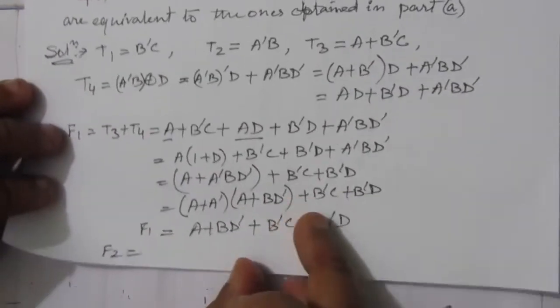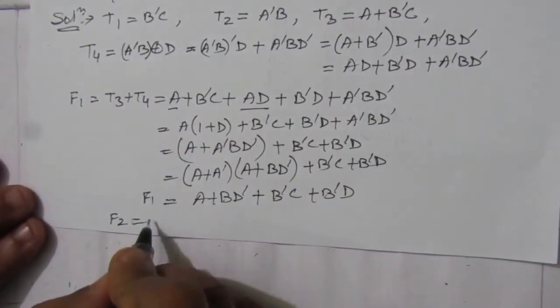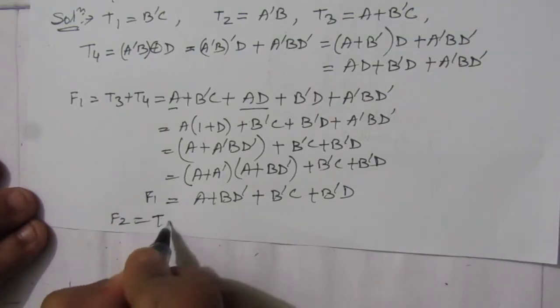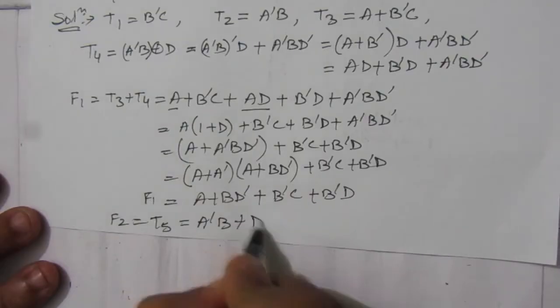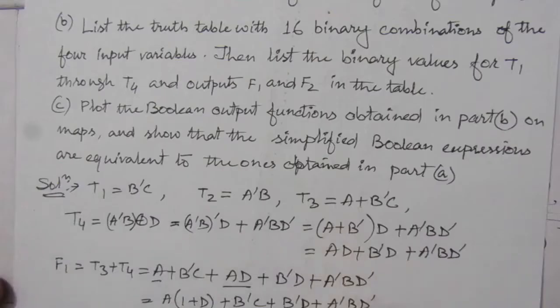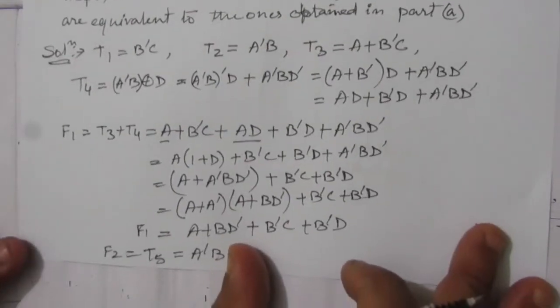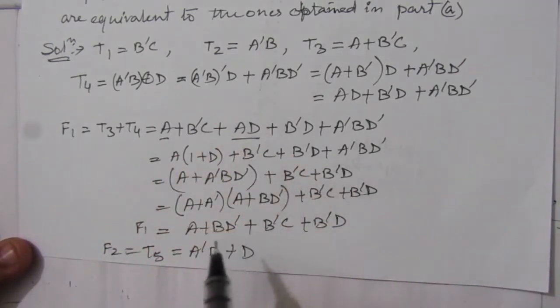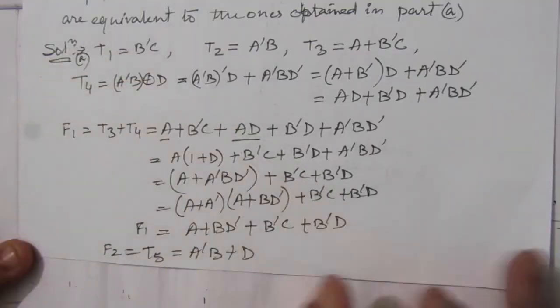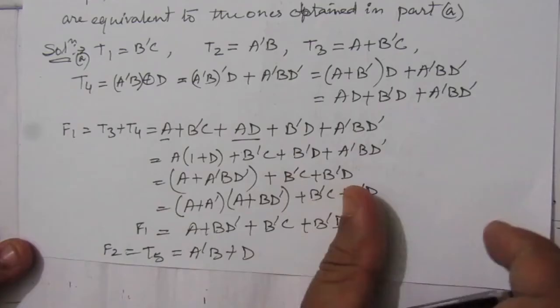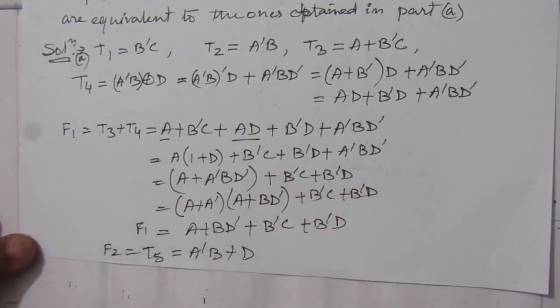So we can write it as T5 equal to F2. So F2 equal to T5. And T5 the value is A bar B plus D. So this is the T5 value. We have got the expressions for T1, T2, T3, T4 and F1, F2. So this is the first part of the problem. Now we have solved the first part of the problem. That means it is the first part solution.